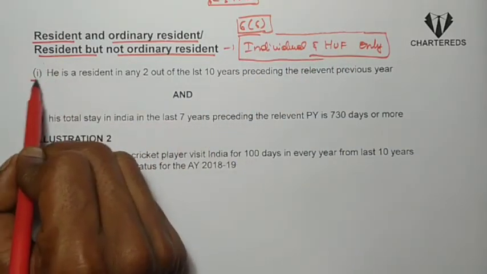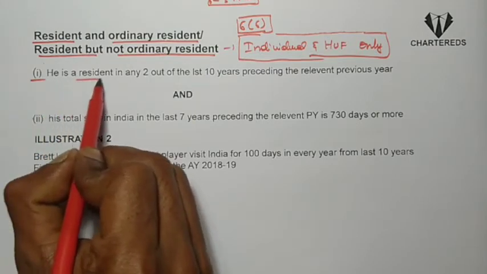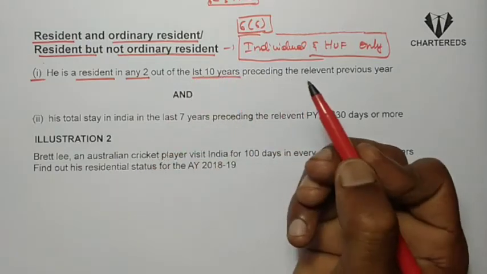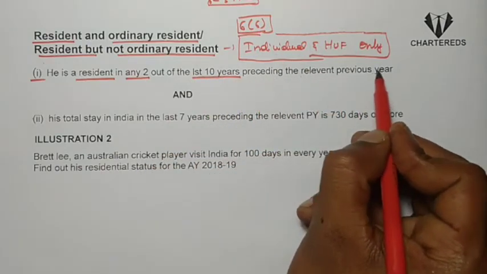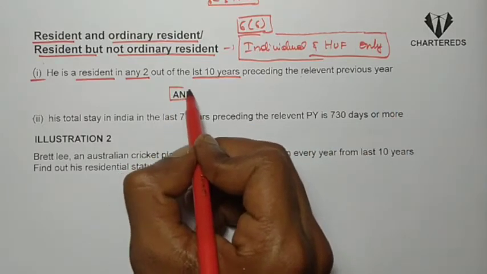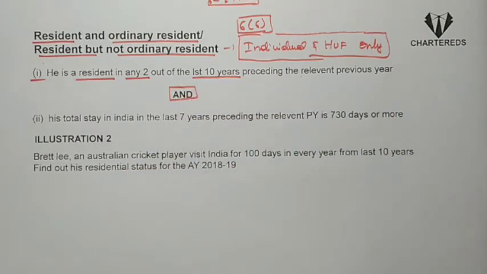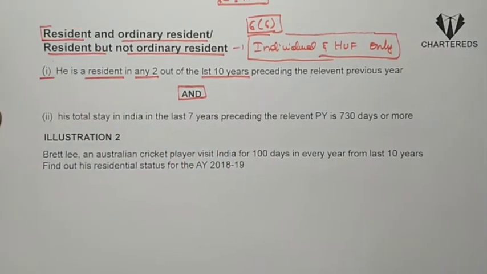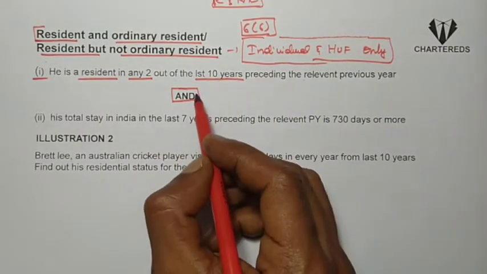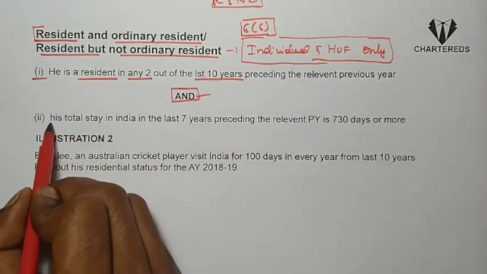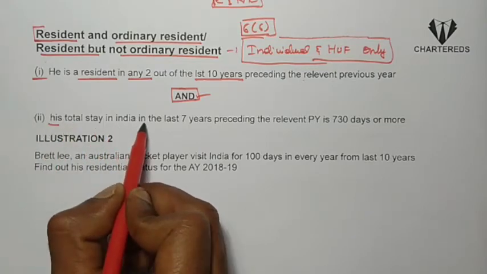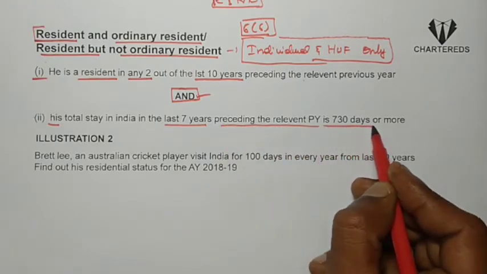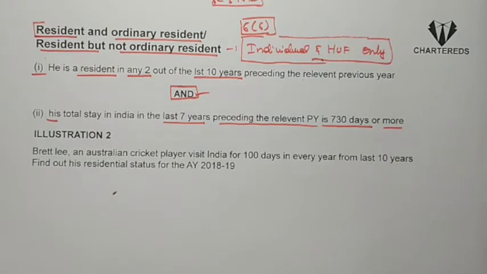So let's read the first condition. He is a resident in any two out of the last 10 years preceding the relevant previous year, and here both the conditions must be satisfied. The second condition is his total stay in India in the last 7 years preceding the relevant previous year is 730 days or more.